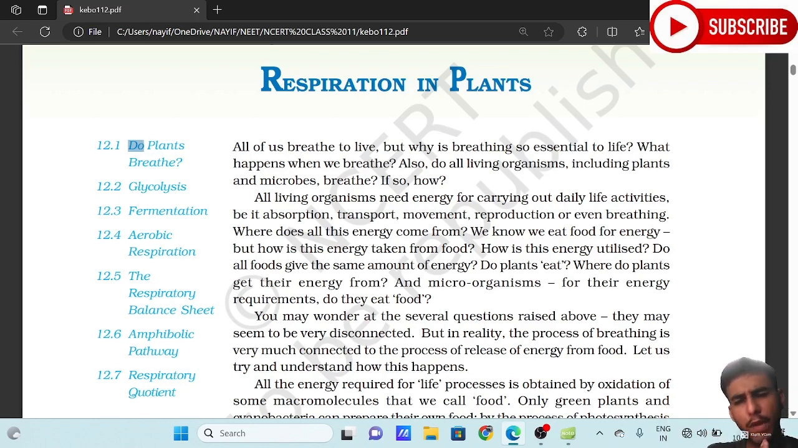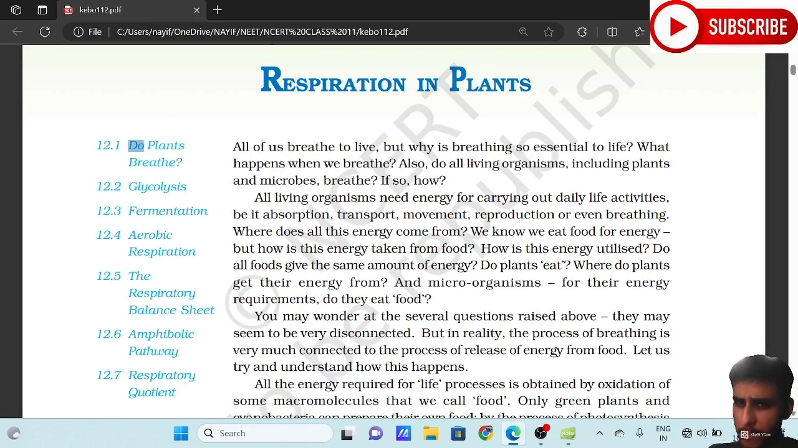There are various uses of ATP inside the cell. I'm just giving a small example of how the ATP molecule is used, and why it is used as an energy currency in the cell. This is a small example.